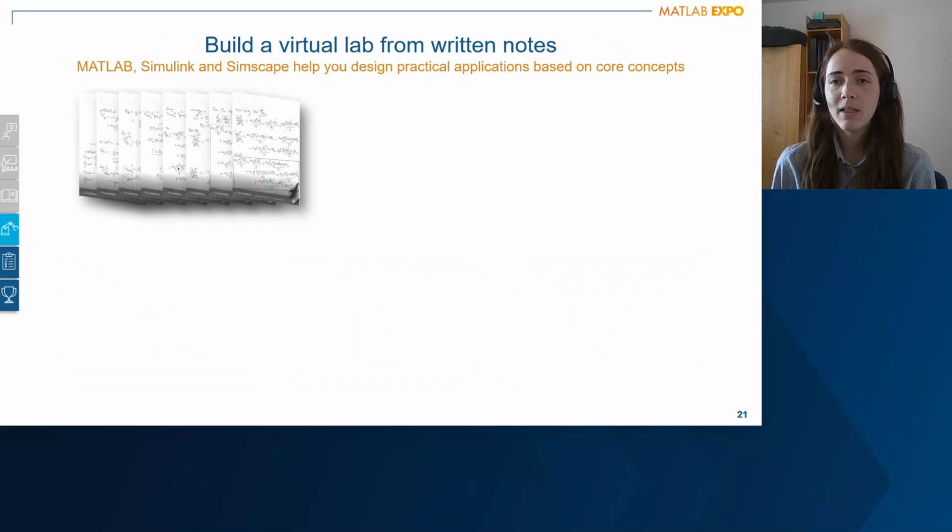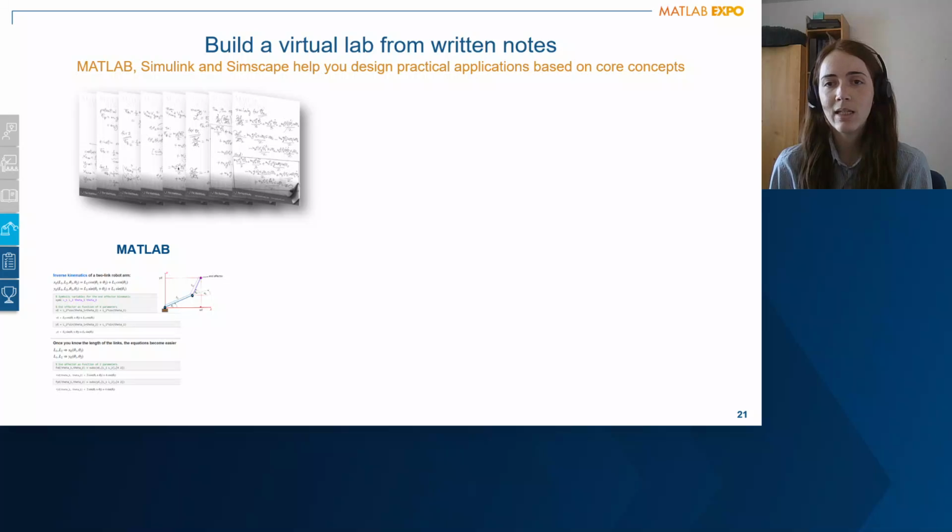Starting with virtual labs, this example shows how easy it is to create a practical application from theoretical concepts shown in class. You can convert written notes on industrial robotics into a live script that defines and visualizes a two-link planar robotic arm and calculates direct and inverse kinematics.